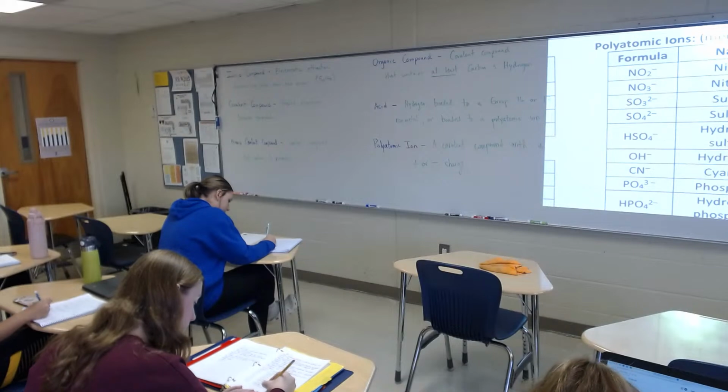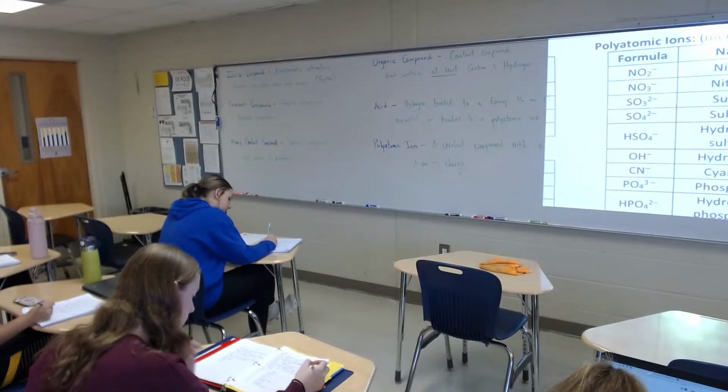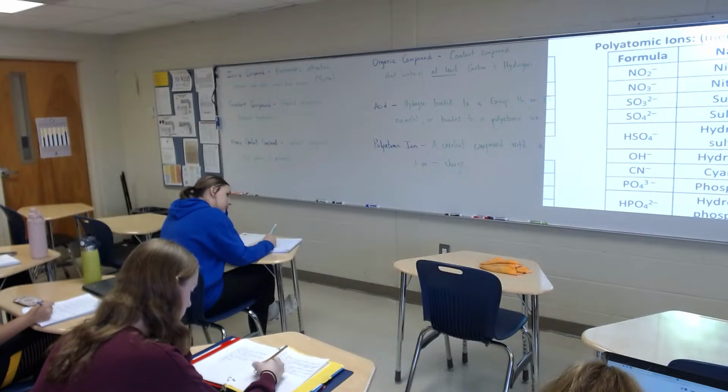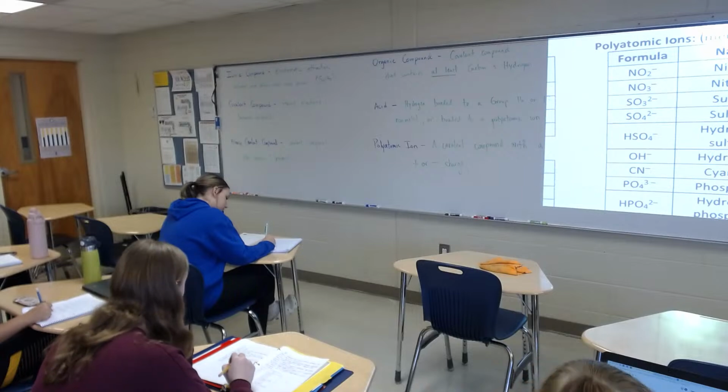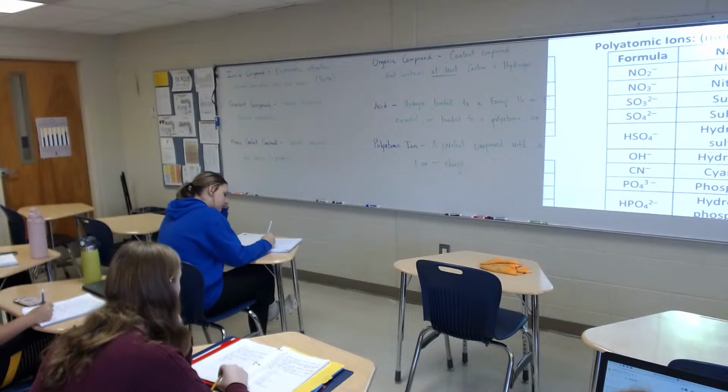Acid, kind of hard to get a simple definition of an acid. Acids can be kind of complicated. But hydrogen bonded to a group 16 or 17 nonmetal, there are exceptions to that, probably. I know there are. Or bonded to a polyatomic ion. Okay, that's twice we've mentioned a polyatomic ion, so what the heck is that? A covalent compound with a positive or negative charge. So those are just some definitions we need to know.